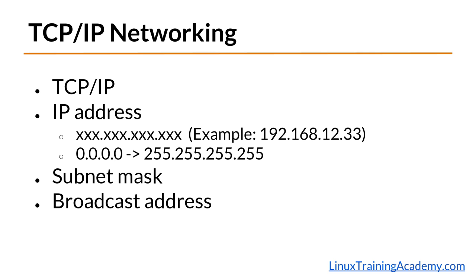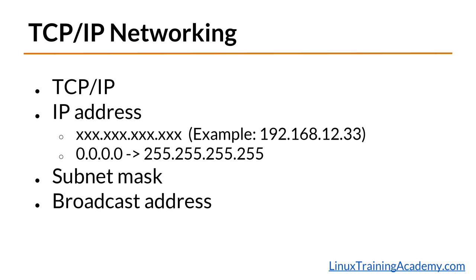The TCP/IP protocol is the de facto standard for transmitting data over a network. TCP/IP stands for Transmission Control Protocol and Internet Protocol. For a device to communicate on a network properly, it needs three pieces of information. First is an IP address, then a subnet mask, and finally a broadcast address.